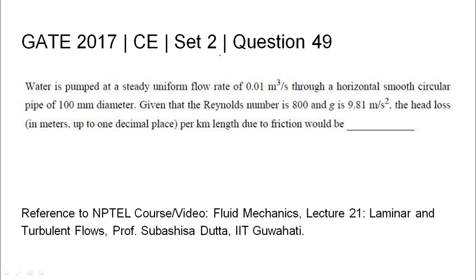GATE 2017 Civil Engineering Set 2 Question 49. Water is pumped at a steady uniform flow rate of 0.01 meter cube per second through a horizontal smooth circular pipe of 100 mm diameter. Given that the Reynolds number is 800 and g is 9.81 meter per second square, the head loss in meters per kilometer length due to friction would be. The answer needs to be found up to 1 decimal place. The relevant NPTEL reference has been listed.